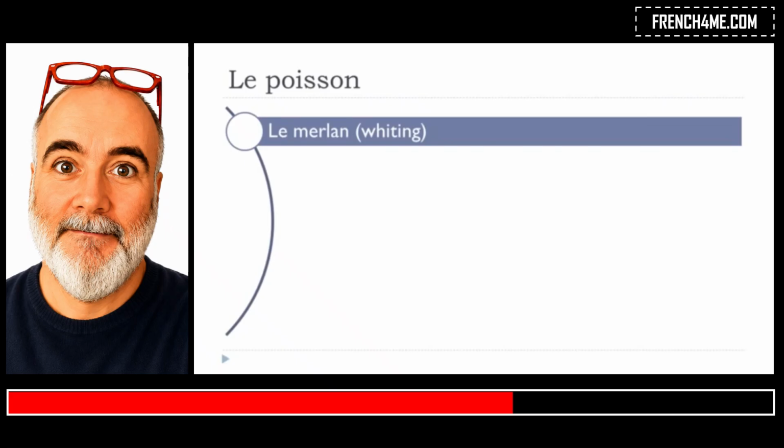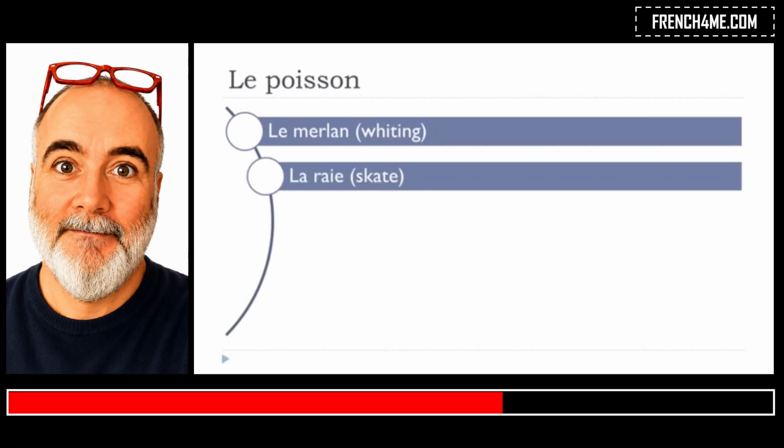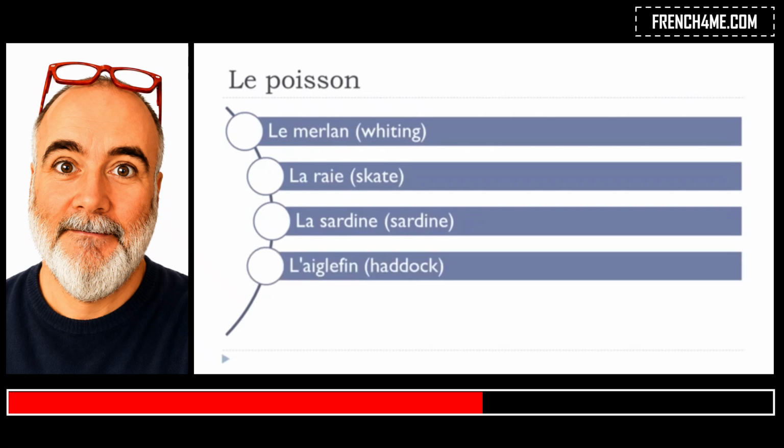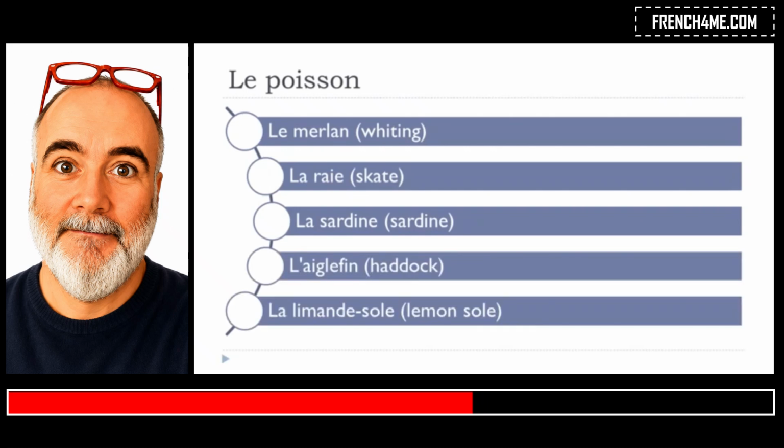Le merlan. La raie. La sardine. L'aigle fin, la limande sole. Okay, so le merlan, la raie, final E not pronounced.